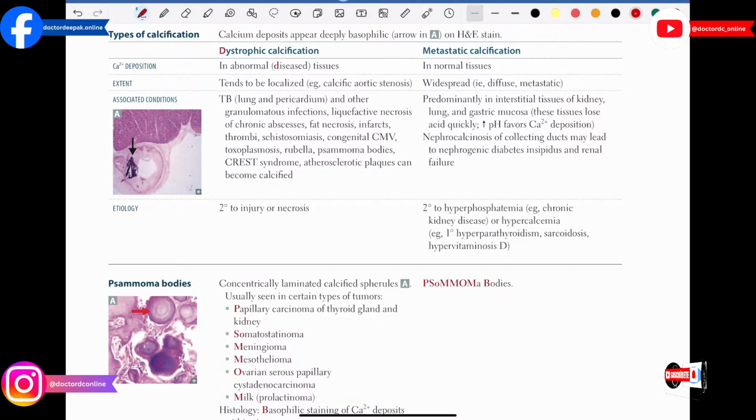Okay guys, so let's discuss the next topic, which is about the types of calcification. So first of all, what is calcification? When there is calcium deposition in our body, that is called calcification, and when calcium is deposited in our body, the tissue will look basophilic. So basically this basophilic appearance is mainly because of calcium.